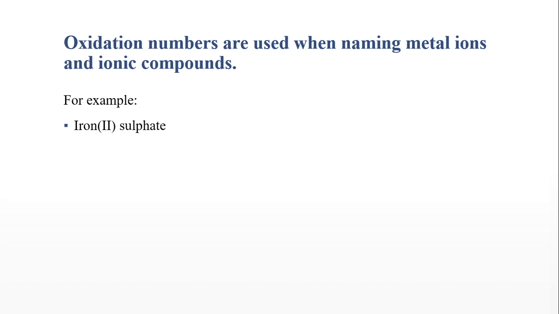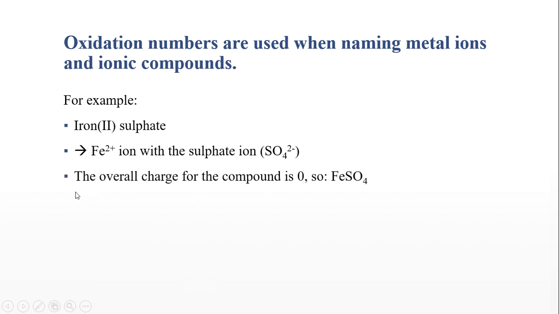Okay, iron(II) sulfate. That means that we have an Fe2+ ion, because we have written 2 here as the oxidation number. An oxidation number and the charge of ions, they're the same. So we know it's an Fe2+ ion. And the sulfate ion you know by heart, it's SO4 2-. The overall charge for the compound is 0. So for every 2+ ion, we need a 2- ion. So it's 1 to 1 here. So it's FeSO4. So we went from name to formula.